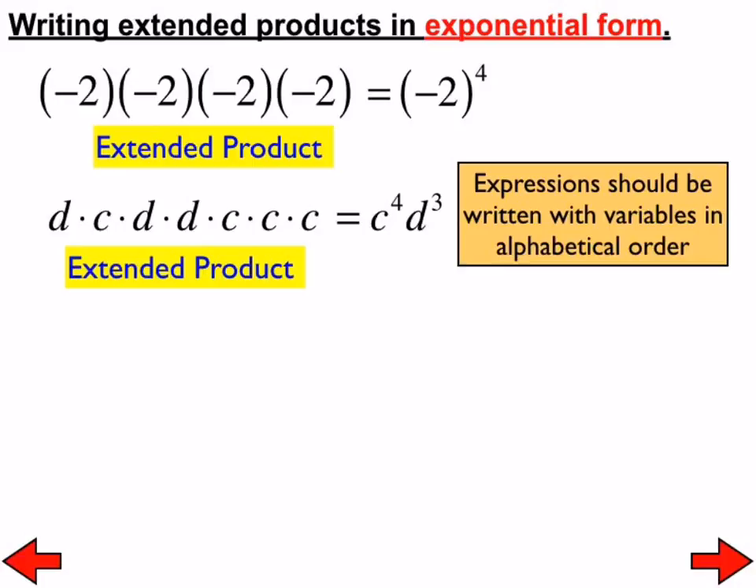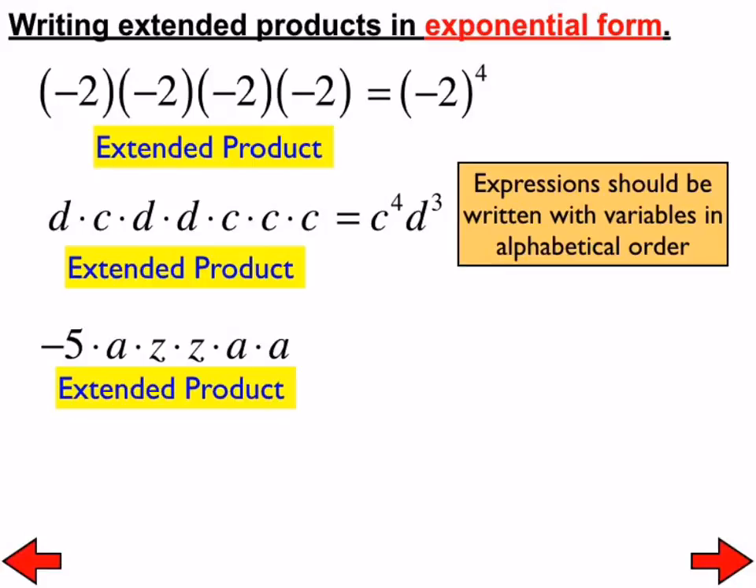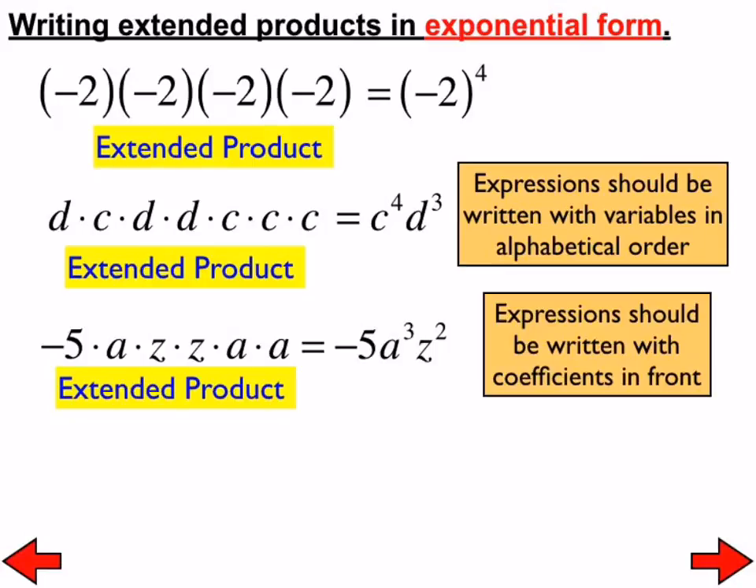Okay? The next one, negative 5 times a times z times z times a times a. That would be negative 5 a cubed z squared. And typically if we have a coefficient in there, the coefficient should be written in front. That's why the negative 5 is in front. The variable should follow the coefficient.